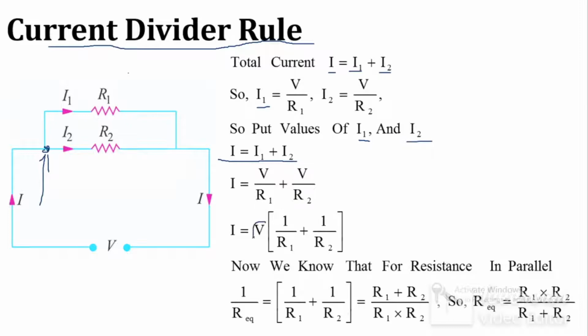Now we can take the voltage V common from the above equation. So in the bracket there will be 1 by R1 plus 1 by R2. So now this is the formula of resistance in parallel. This will be equal to 1 by R equivalent, that is 1 by R1 plus 1 by R2. We can simplify this bracket by taking the LCM of R1 into R2. So over here R1 plus R2 will remain. Now we can take the value of R equivalent, so we have to invert this term. So R equivalent becomes R1 into R2 divided by R1 plus R2.